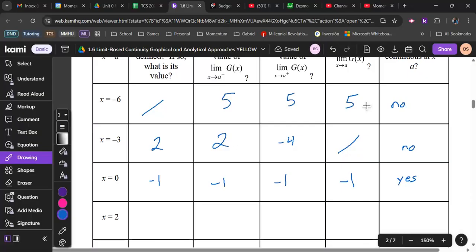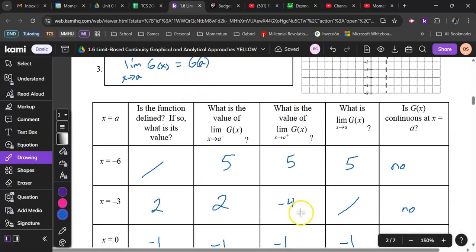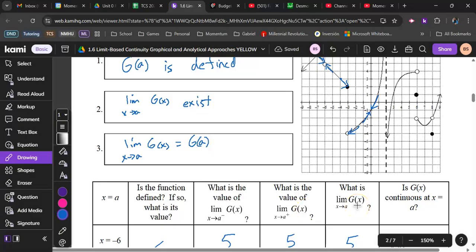All right, should we try the next one? Can we do them all at once again? Was that too hard, or are we okay? All right, we're going to do it. X equals 2. At x equals 2, is it defined? No. From the left-hand side, what is it reaching up to? Positive. And from the right-hand side, we're dropping down to?